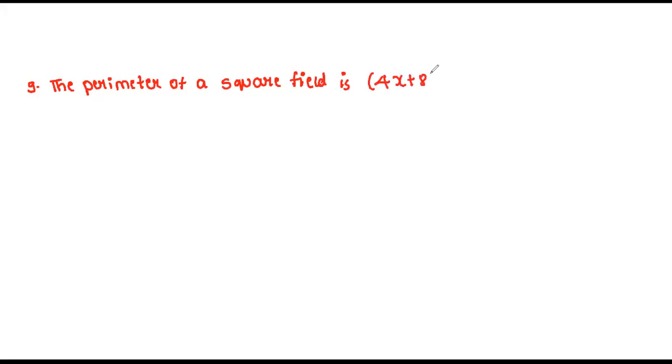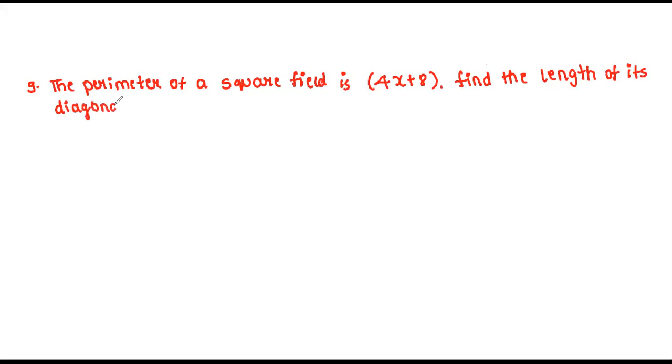So now I'll go with the next question. All of you listen to your ninth question. Even the ninth question is a bit different. Okay. So look into your ninth question. The perimeter of a square field is 4x plus 8, close the bracket, full stop. Find the length of its diagonal.